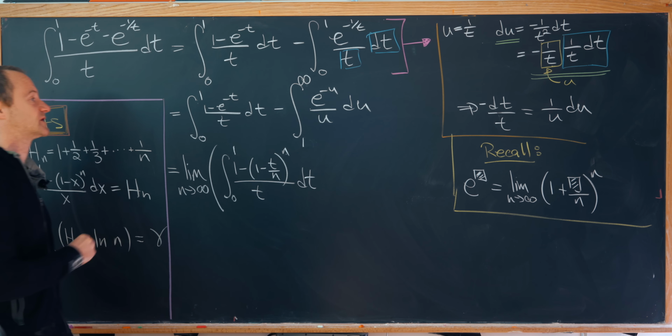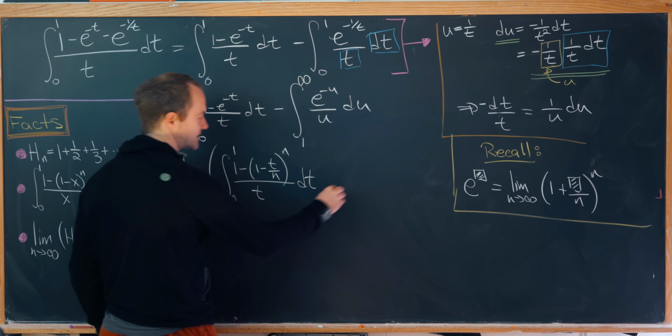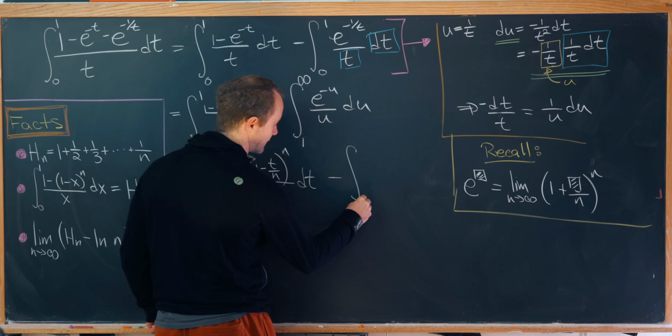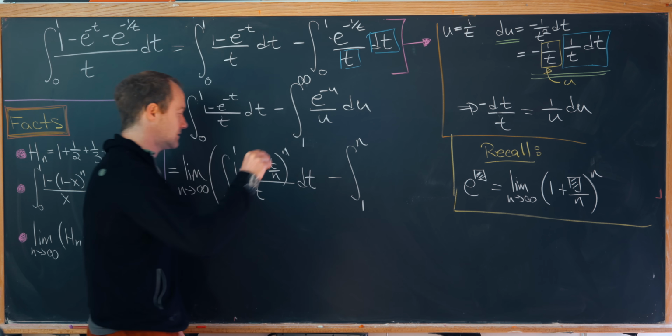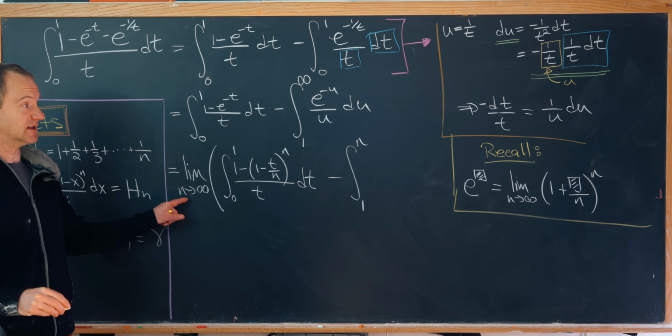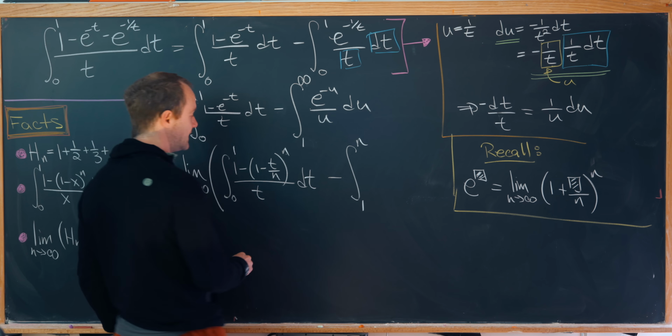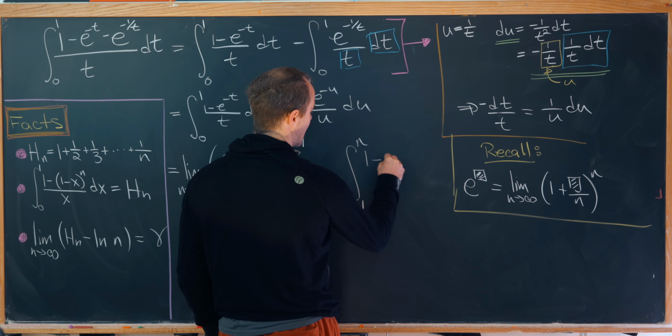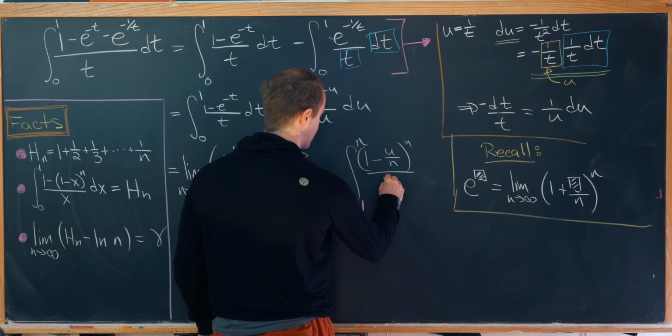Great, so that's our first integral sorted. And for our second integral, I'll write this as the integral from 1 up to n, sort of combining this upper limit of integration with this limit, so that's cool. And then we'll have (1 minus u over n) all to the n power all over u.